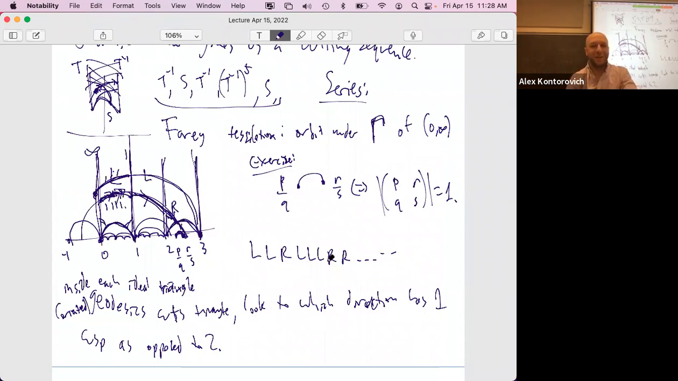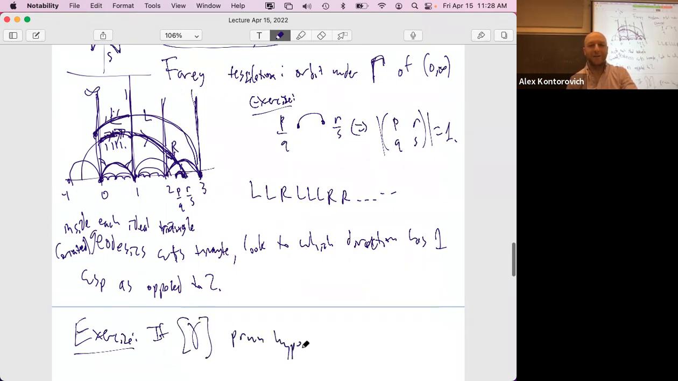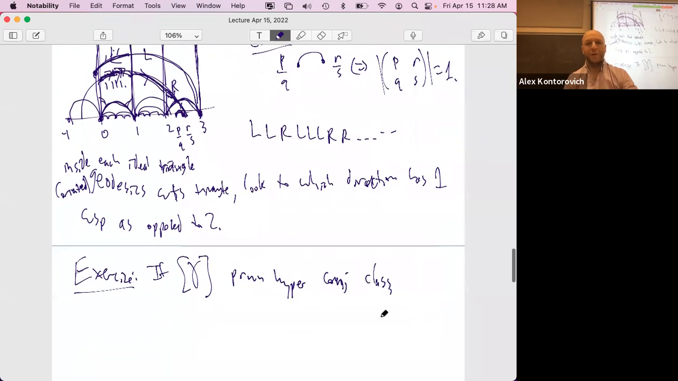And so what do you do with this sequence? So here's a really fun exercise. Oh gosh, I'm not going to get to anything today. Let me make some exercises. Exercise. If you have a closed geodesic, if gamma is a primitive hyperbolic conjugacy class with corresponding closed geodesic, is it saying just trace it out once?